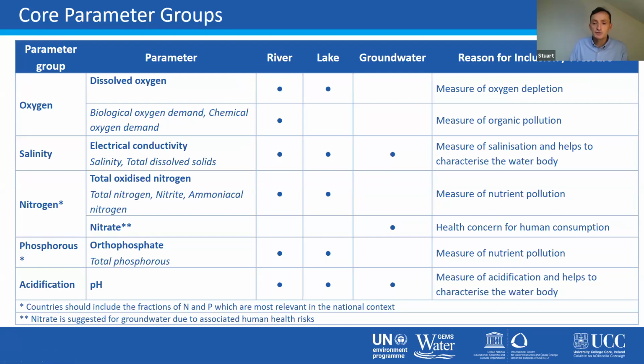So this table shows the core parameter groups and the different parameters that can be used to represent each one. And it also lists the reason why those are included. So we have recommended parameters for each parameter group. These are dissolved oxygen for the oxygen parameter group, electrical conductivity for salinity, total oxidized nitrogen for the nitrogen parameter group, orthophosphate for phosphorus, and pH for acidity. These parameters have been chosen for their significance globally, but just to point out again that countries may use other parameters. They don't have to stick to these ones. If they have others which fit into those parameter groups, they can use those also.